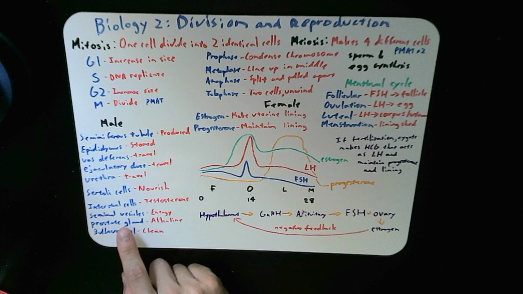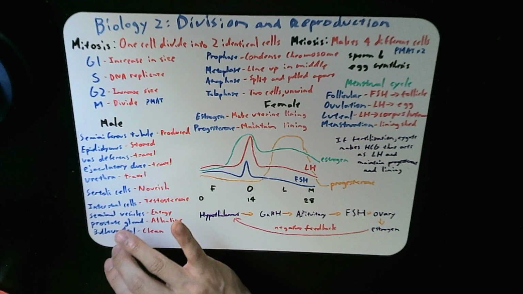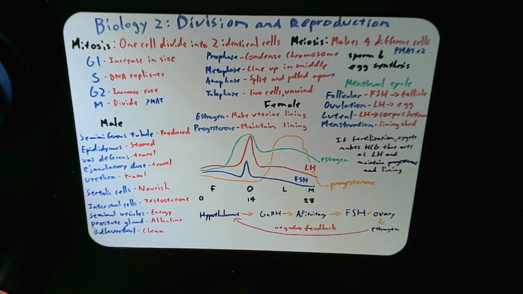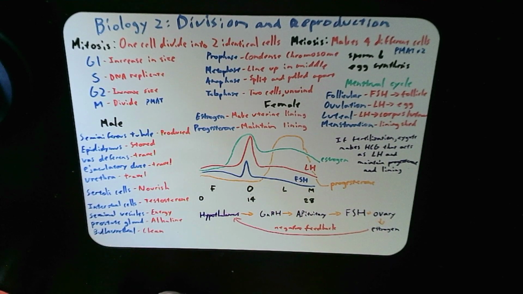Seminal vesicles, prostate gland, and bulbourethral gland, the three of them help contribute to semen. Seminal vesicles provide the energy and glucose needed to power the sperm motility. Prostate gland adds alkaline to ensure that it can bypass the acid part in the vaginal canal, and the bulbourethral gland generates the cleaning fluid to help clear out parts inside the urethra.